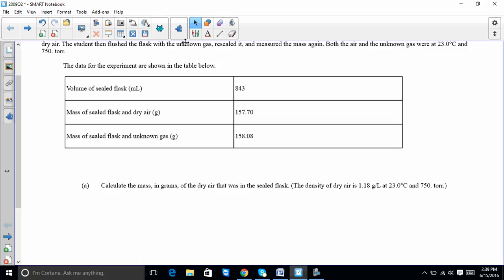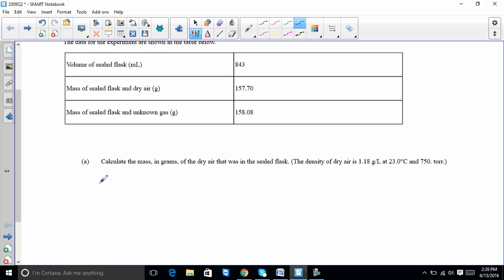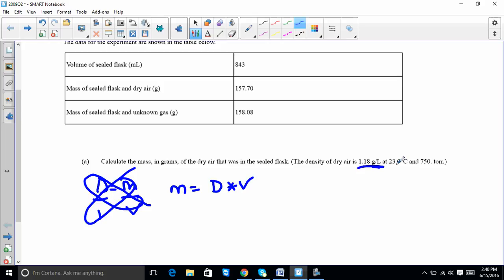I think the easiest way to do this problem is to use the density formula. It's one of the first things you learn in AP Chem. Density is mass over volume. And if you turn this into a proportion and take cross products, you will see that mass is equal to density times volume. They gave us the density, they gave us the volume. This is a very easy calculation: 1.18 grams per liter times 0.843 liters. And then liters cancels with liters.